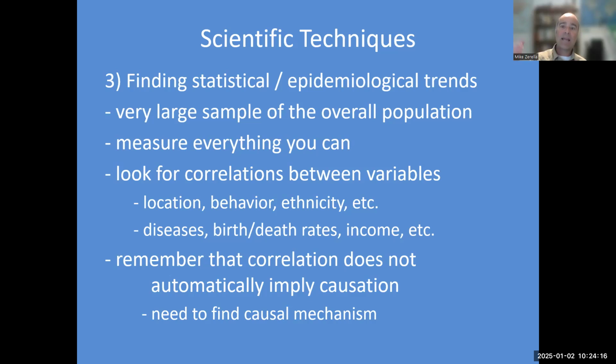Now, once we find a correlation between variables, we always have to remember that correlation does not automatically indicate causation. So we might think that a difference in disease rates between groups, people living in one part of the country versus another part, we might have some guesses as to what's causing that difference, but we would need to go back to technique number 2 to really be sure, where we're trying to find a specific cause for a particular effect.